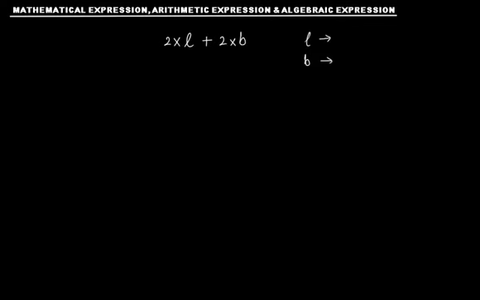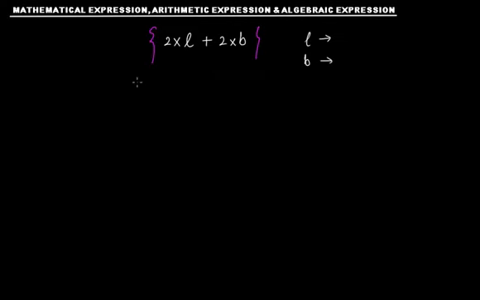Now you can clearly see that this is an algebraic expression. Why is it an algebraic expression? Because it has variables associated with this expression. We have numbers also, doesn't matter. If even a single variable is involved in a given mathematical expression, then that mathematical expression will be an algebraic expression. In this case we have two variables.